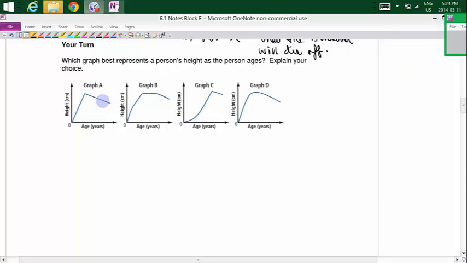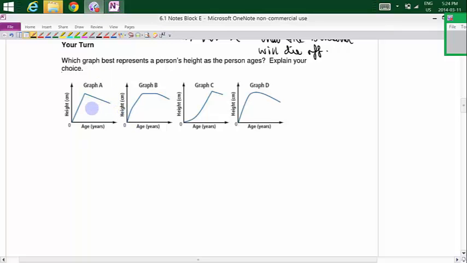So let's take a look at our graphs. In graph A, you can see that the height grows constantly up to a maximum, which sounds pretty good in terms of human development, but notice there's no constant height here. There's no time period for your adult years where you're staying the same height. All of a sudden, when you reach your maximum height here, you just drop right down to whatever height you're going to be at your senior years.